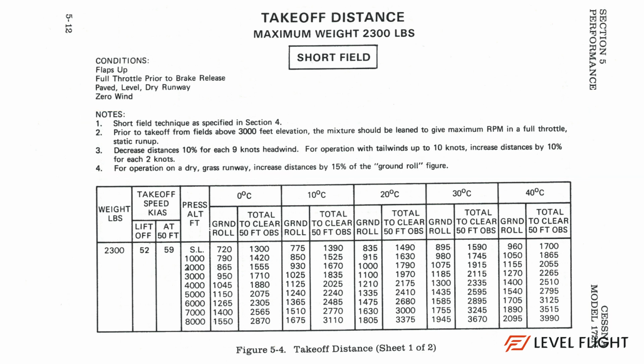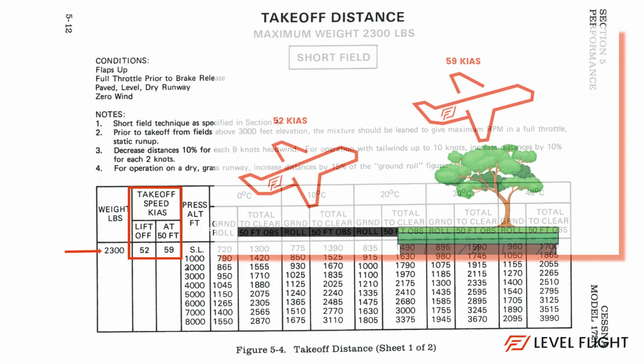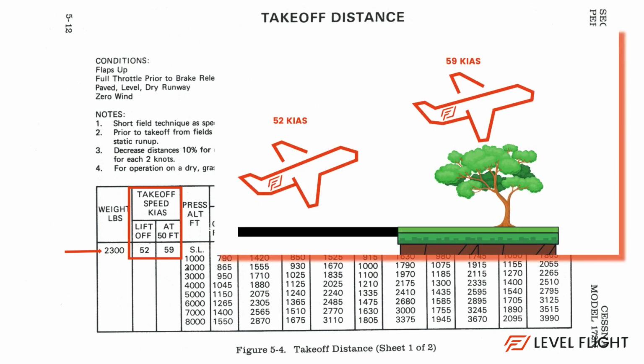Start at the left side of the chart, 2,300 pounds. We see our takeoff speeds referenced here. In our case, we are planning for a 50-foot obstacle, so we would plan to lift off at 52 knots and allow the aircraft to accelerate to 59 knots at 50 feet.